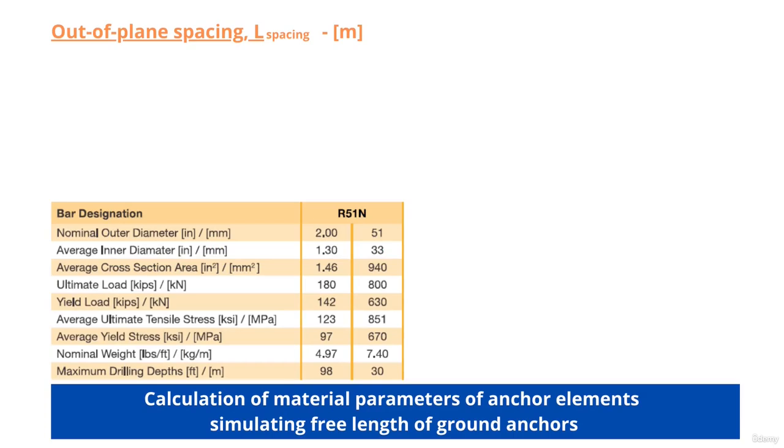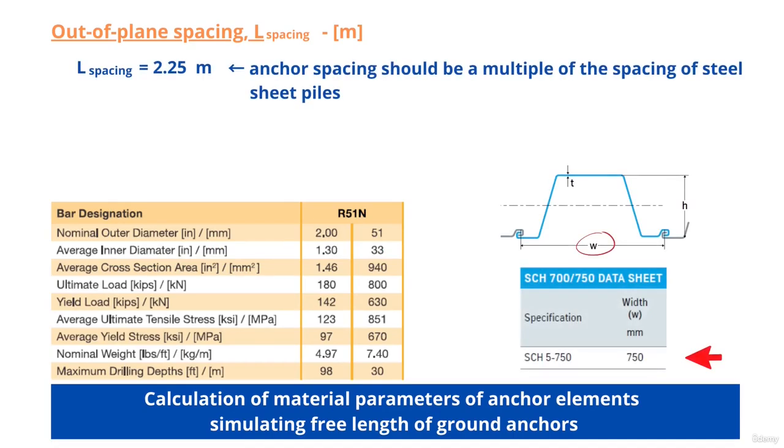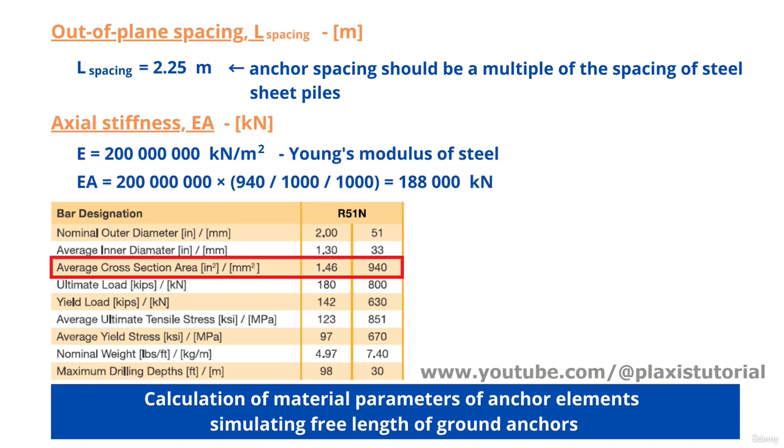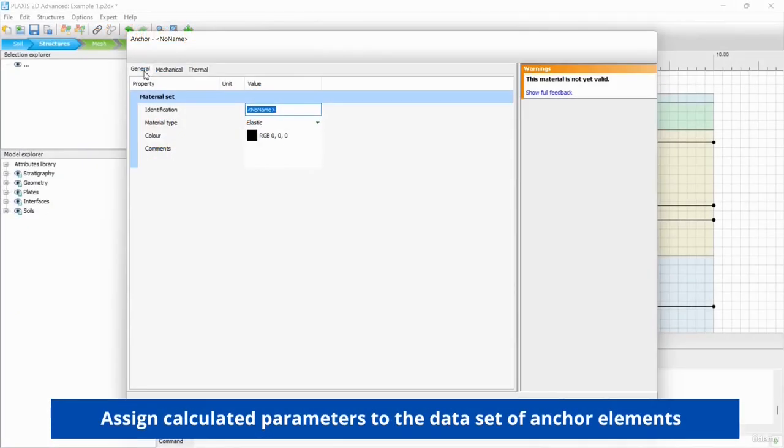Spacing of the anchors should be a multiple of the spacing of steel sheet piles. Use spacing of 2.25 meters. This means that anchors will be installed in every third steel sheet pile. Axial stiffness of the anchors is calculated by multiplying the Young's modulus of steel and the cross-sectional area of thread rod of the anchor. Assign calculated parameters to the data set of anchor elements.